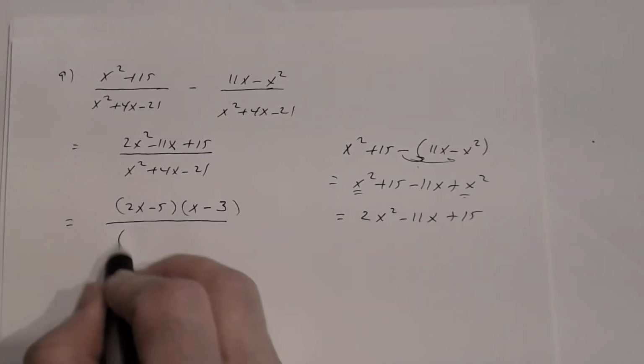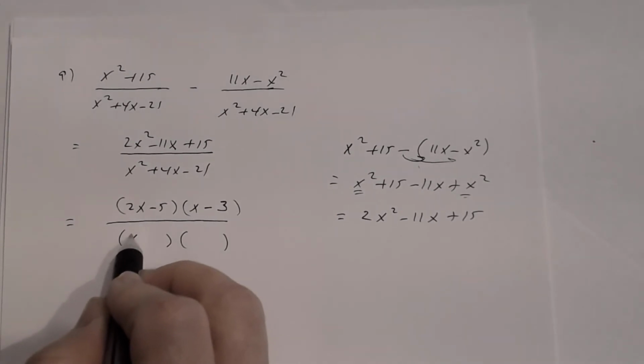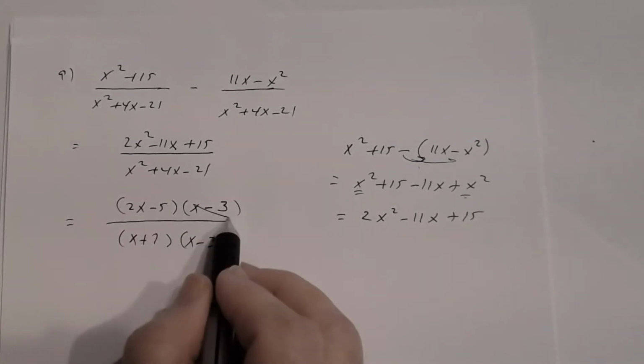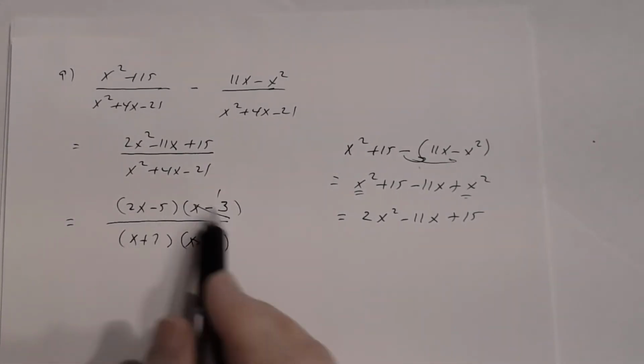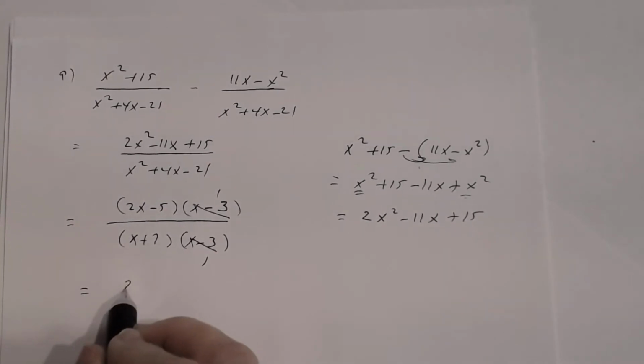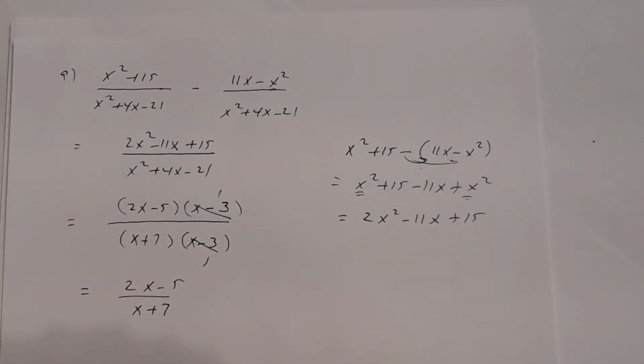And then the denominator, when I factor it, x squared plus 4x minus 21, I get x plus 7 times x minus 3. And then notice I can factor out the x minus 3's. The next step is to reduce, to simplify. And so the answer is 2x minus 5 divided by x plus 7. Okay? All right, so that was number 9. Let's look at number 10. So number 10, we have this problem.